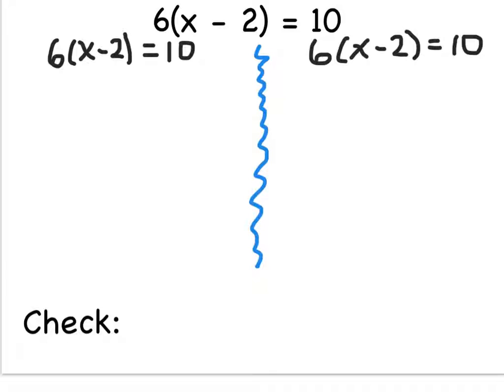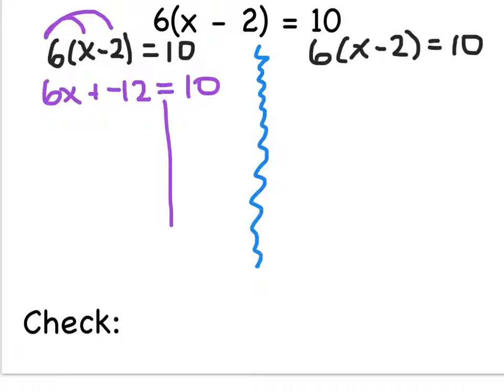All right, I've split this into 2 screens so that we can kind of see the difference between the 2 solution methods. So the first method is the distributive property. So 6 times x is 6x. 6 times negative 2 is negative 12, and then that's going to equal 10.